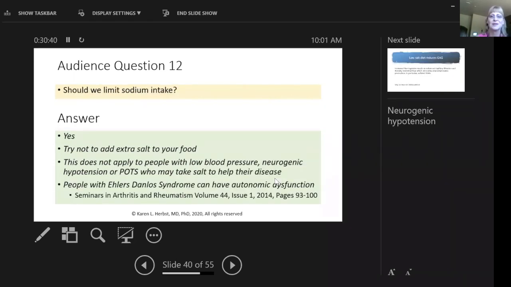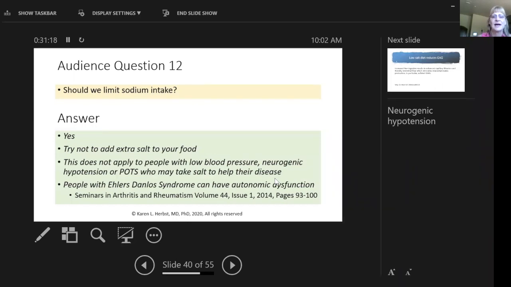Question 12, should we limit sodium intake? So we talked about those glycosaminoglycans binding up water and sodium. So the question is, should we reduce the amount of sodium we take in to reduce the amount of sodium bound to those glycosaminoglycans? And I think the answer is yes. So try not to add extra salt to your food. This means you are going to eat less processed foods, because processed foods have a lot of salt. And when you're at home, just try not to use the salt shaker at the table, or use some salt substitutes that don't have as much sodium.